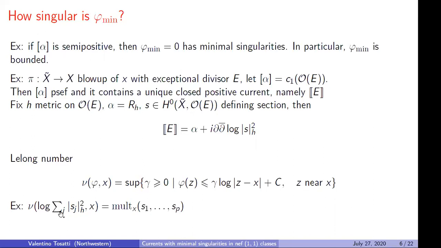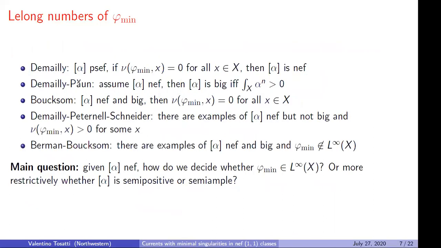And a simple computation, or simple enough, in the Demailly book, is that if you take one of these algebraic metrics and you compute a Lelong number, you get the multiplicity of the ideal generated by these sections. So it has a nice interpretation in terms of algebraic geometry. And so what are the Lelong numbers of the current with minimal singularities? So the first result in this direction follows from the Demailly regularization theorem for currents. So he showed, as a corollary of that, if alpha is a pseudo-effective class, and if the current with minimal singularities has no Lelong numbers anywhere, again, this condition does not depend on the choice of phi min. That's why this notation is allowed. So if you don't have any Lelong numbers, then actually your class alpha is nef. So you have this direction.